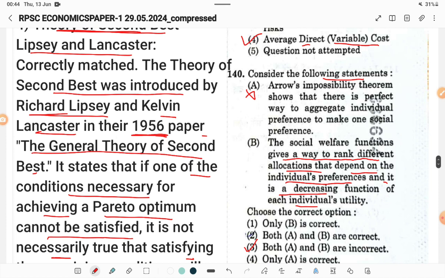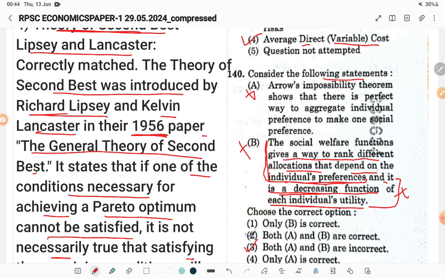So it's partially correct, but with a critical error. The first part is correct. The social welfare function gives a way to rank different allocations that depend on individual preferences. Till that part, this is correct, but the part saying it is a decreasing function of each individual's utility is incorrect here. That's why statement B will also be incorrect.